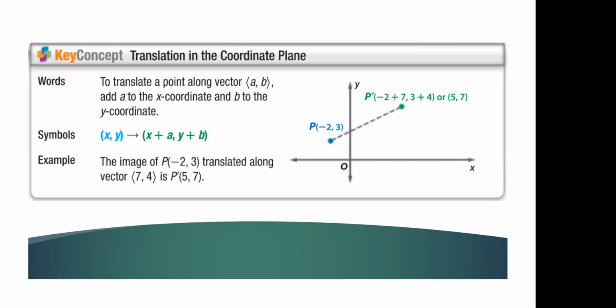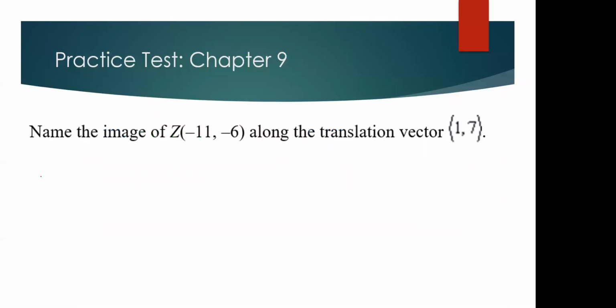All right, so you will have several problems like that on your quiz. This one says to name the image of point Z, which is -11, -6, along the translation vector 1, 7. So remember what we just discussed. You would take the X coordinate and add the A value from the vector, and then the Y coordinate and add the B value from the vector, okay? So then it's just a matter of plugging in your values.